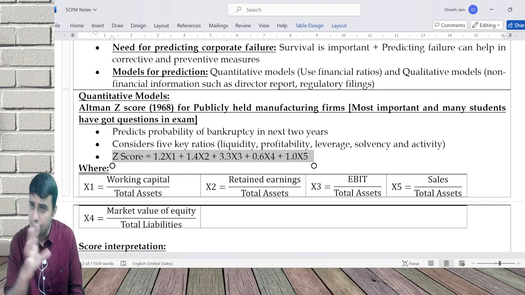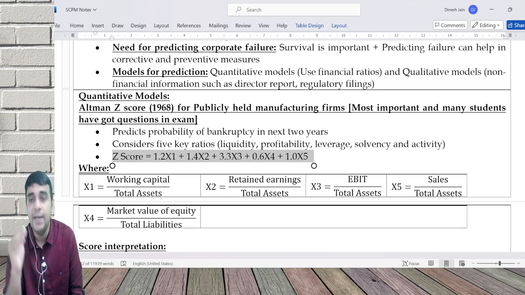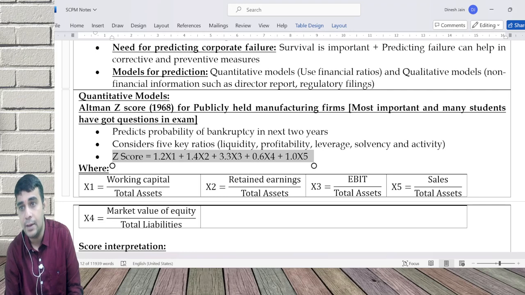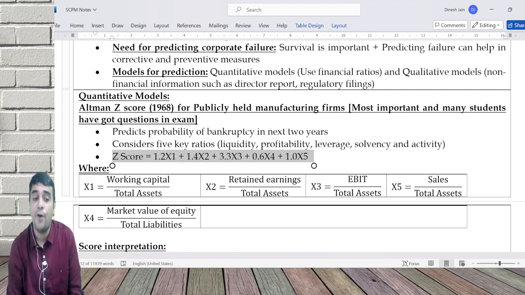Now, some students have told me in the exam, they are giving this formula itself. That is Z-score is equal to 1.2, 1.4, 3.3, 0.61. But being very important, please remember the formula. They are not giving formula for what is x1, x2, x3, x4, x5. But they are giving formula for what is Z-score. Few students have told me, okay. I cannot be 100% sure, but few students have told in the form itself, they are saying Z-score is equal to 1.2 x1, 1.4 x2, 3.3 x3, 0.6 x4, 1 x5.